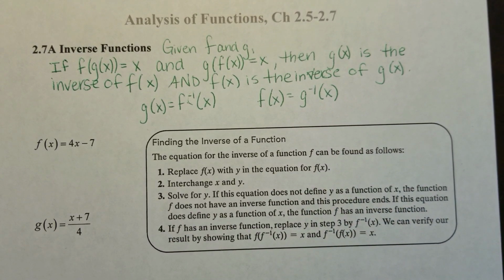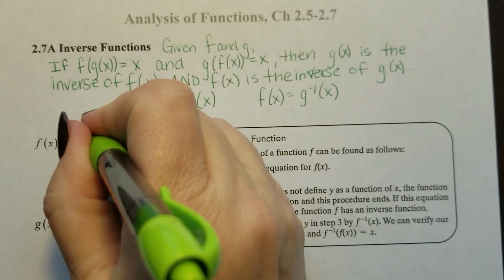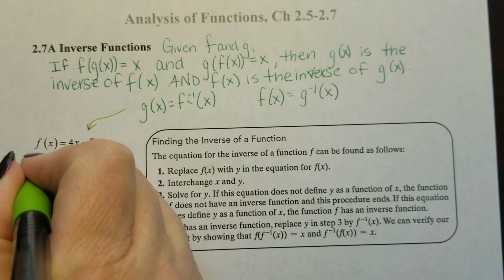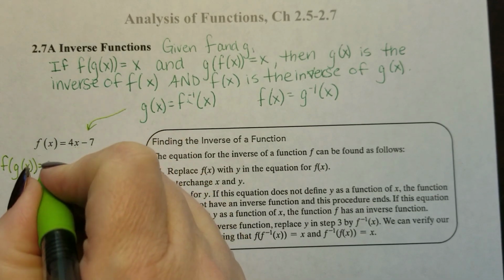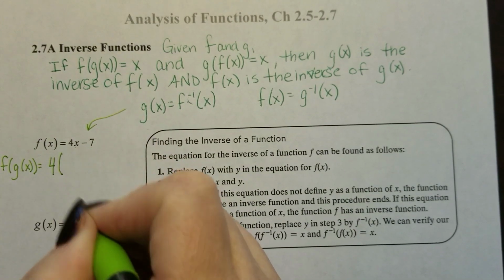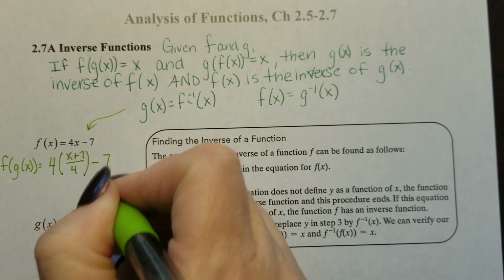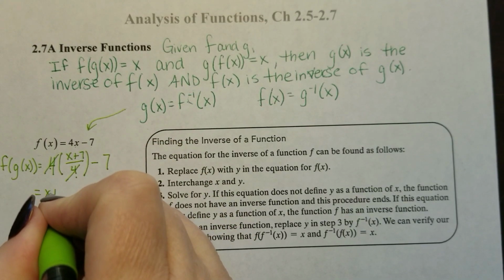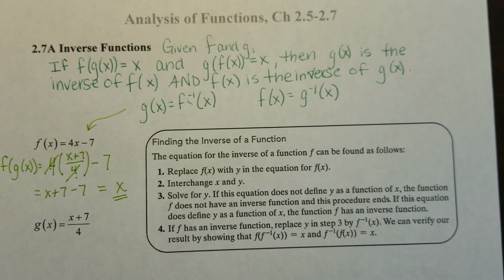Now, let's prove this with our f and g here. So we're going to go over here and find f of g of x. So g of x is x plus 7 over 4. We're going to put that in where that x is. So 4 times the g of x, which is x plus 7 over 4, minus 7. When I multiply 4 here, these cancel, and I get x plus 7 minus 7, which equals x. So that's one of them.